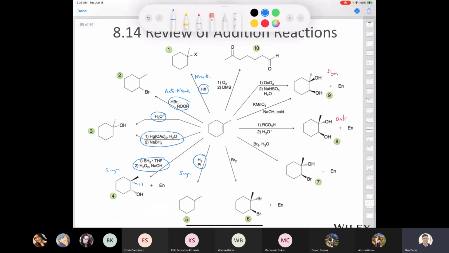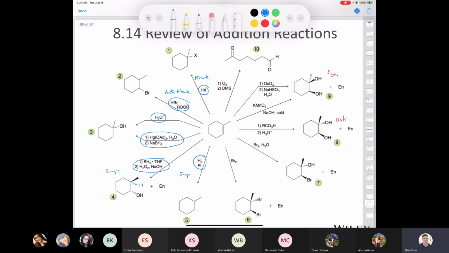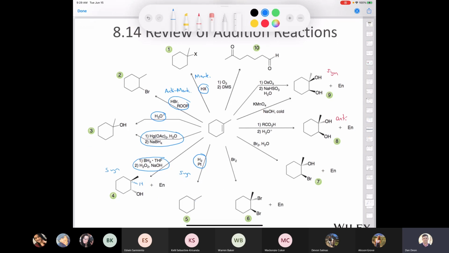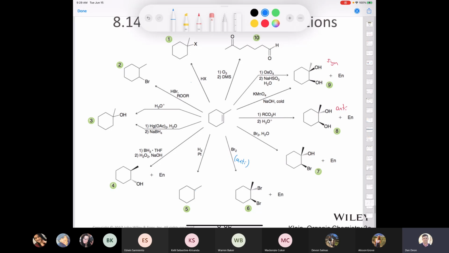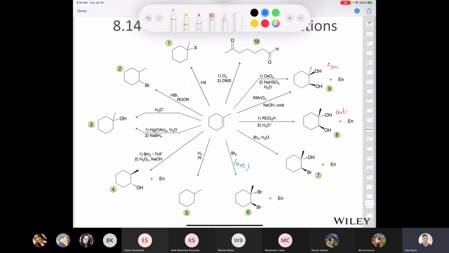So if we go over here, we went over before the lecture began today, I went over the first few reactions, but let's look at it one more time and just talk about all these different reactions that we learned in this chapter. So today we started right here. We started with halogenation, which occurs via an anti-addition. So this is an anti-addition, right? It proceeds through the bromonium ion in this case. Then the bromide comes in, attacks from the least hindered face of the molecule.